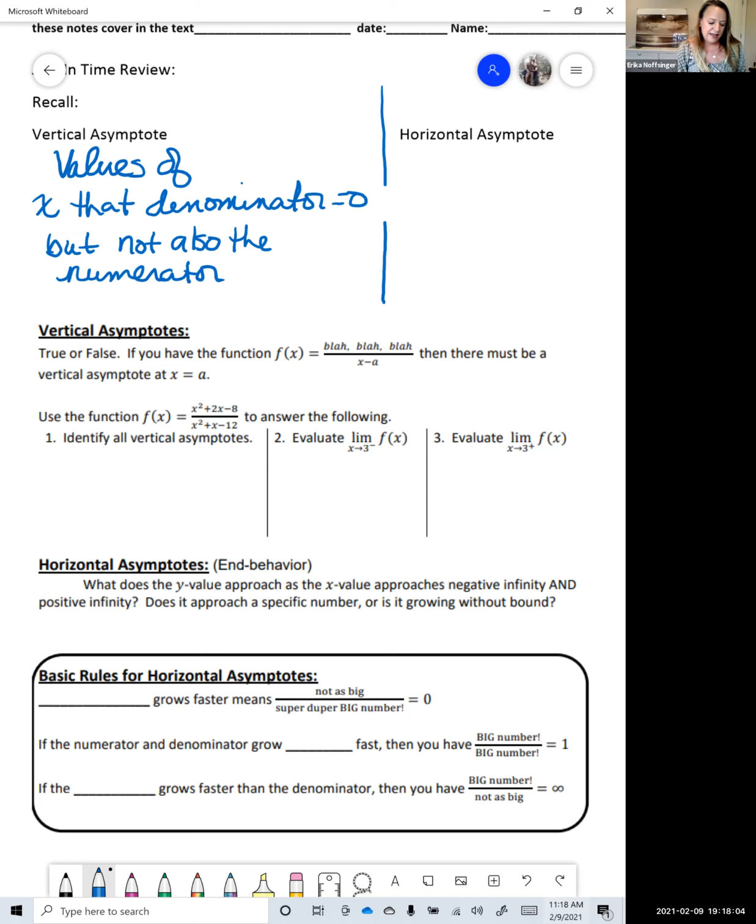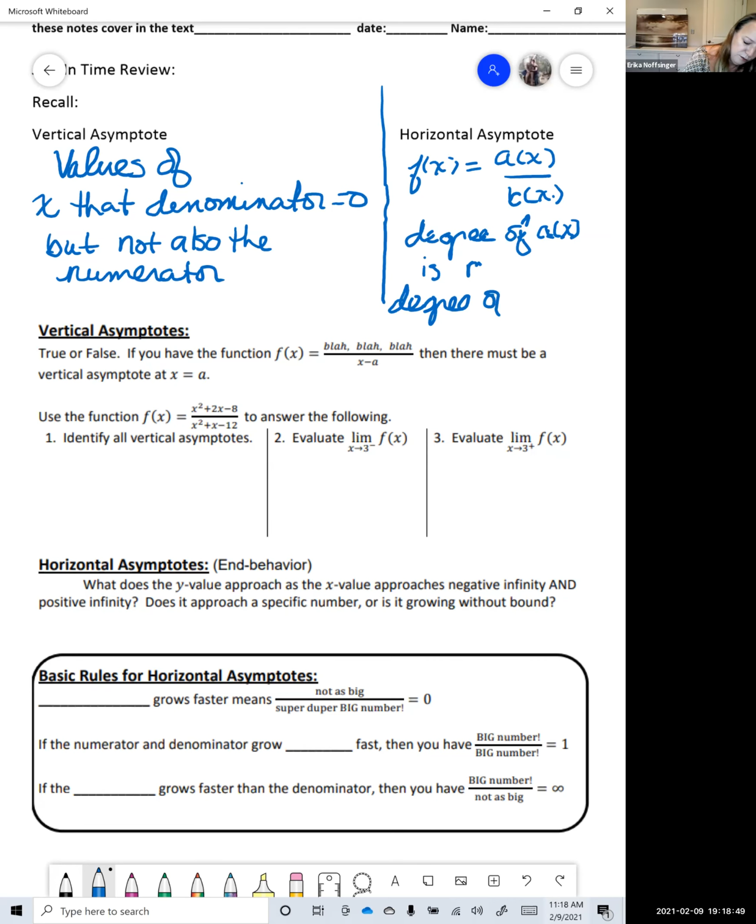Horizontal asymptotes really depend on the degree of the numerator and the degree of the denominator. So let's say some function f of x is equal to a of x over b of x. Let's say that the degree of the numerator a of x is r, and the degree of the denominator b of x is t. So there are three things that could happen.